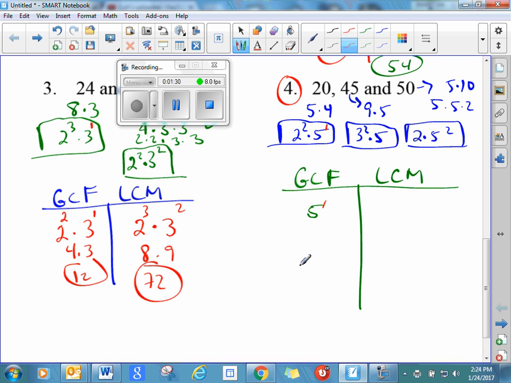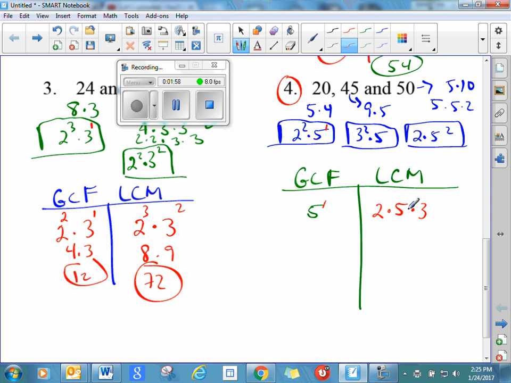The GCF is 5. LCM, every single base I see. So I see a 2 in this first prime factorization, and I also see a 5. I go to the second box. I see a 3. Don't have him written down yet. Here comes the 3. I see a 5. I've already got the 5 written down. I'm not going to write him down twice. I move to the third box. I see a 2. I've already got a 2. I see a 5. I've already got a 5.